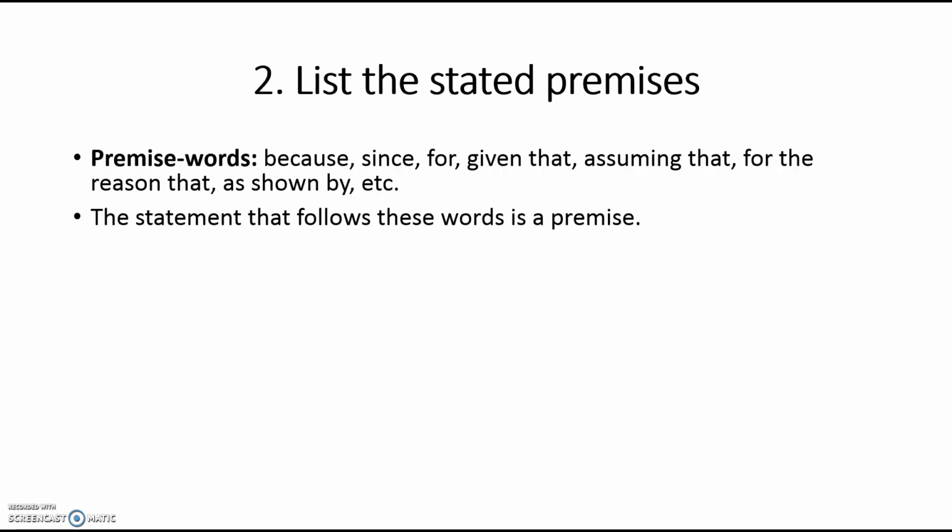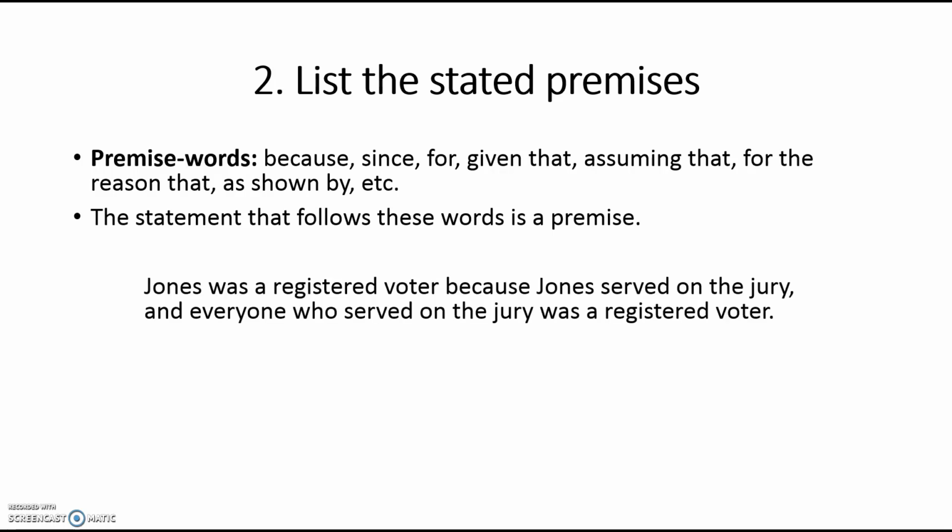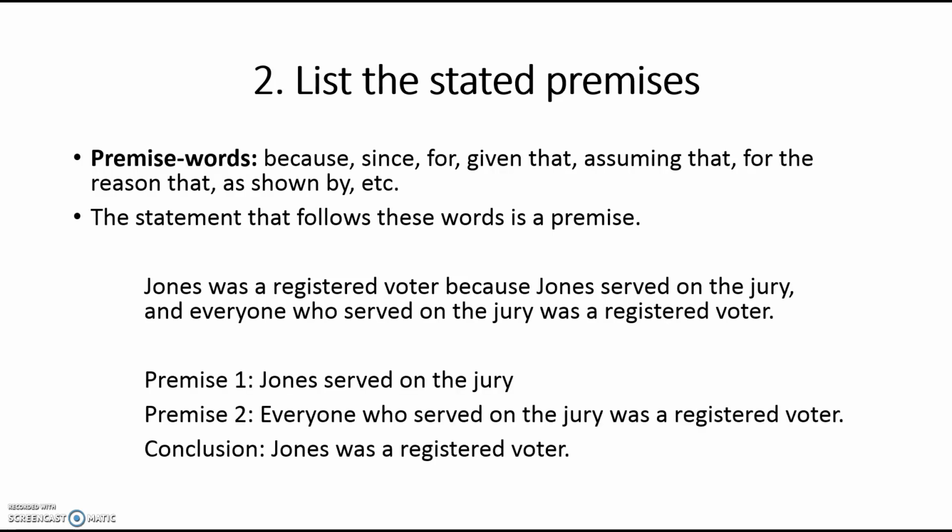Then you're going to want to find the premises. And we're going to start with the premises that are explicitly stated. And premises also have keywords. So when you see words like because, since, for, given that, assuming that, those are all saying the statement that's going to follow is a premise. So back to Jones. Jones was a registered voter because Jones served on the jury, and everyone who served on the jury was a registered voter. What's our keyword here? Because. That tells us the premises are what followed the because. Jones served on the jury, etc.